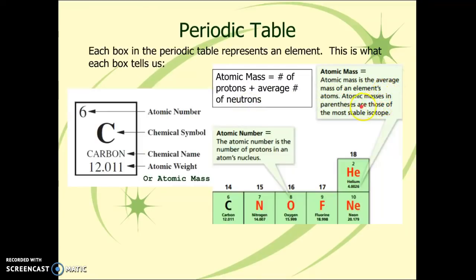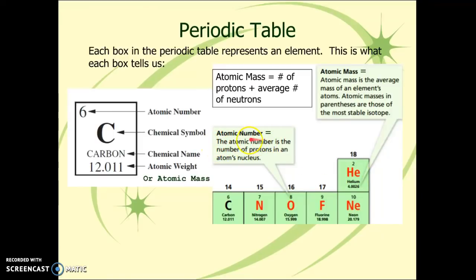Atomic masses in parentheses are those of the most stable isotope. So we do know that different isotopes have different masses because there are different numbers of neutrons. So sometimes you'll see the mass in parentheses. That's just telling you this is the mass of the most stable of the isotopes. Some are more stable than others, so they just choose the one that's most stable to tell you the mass.